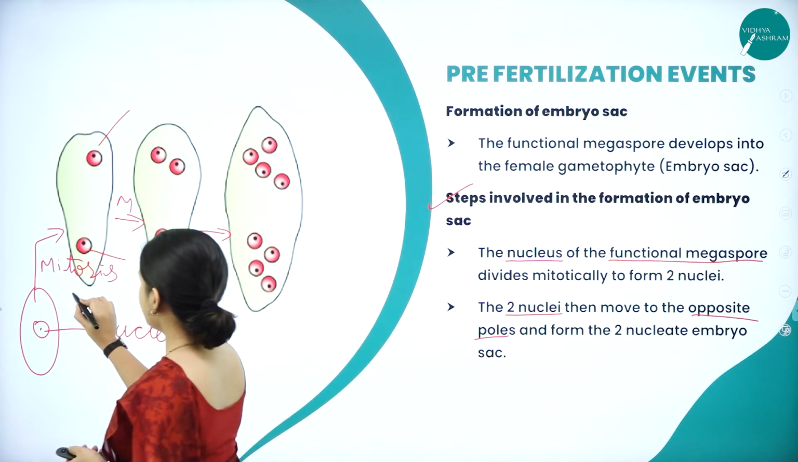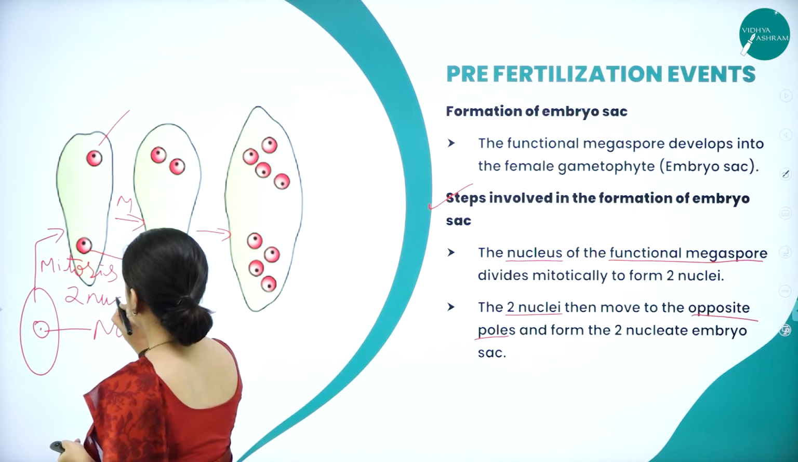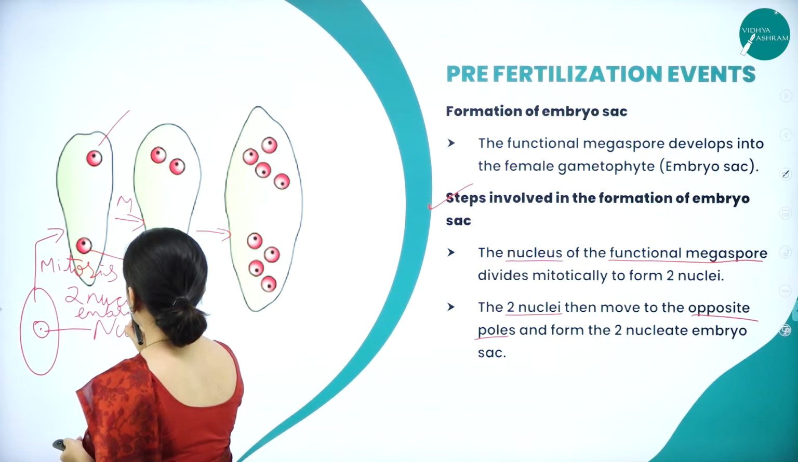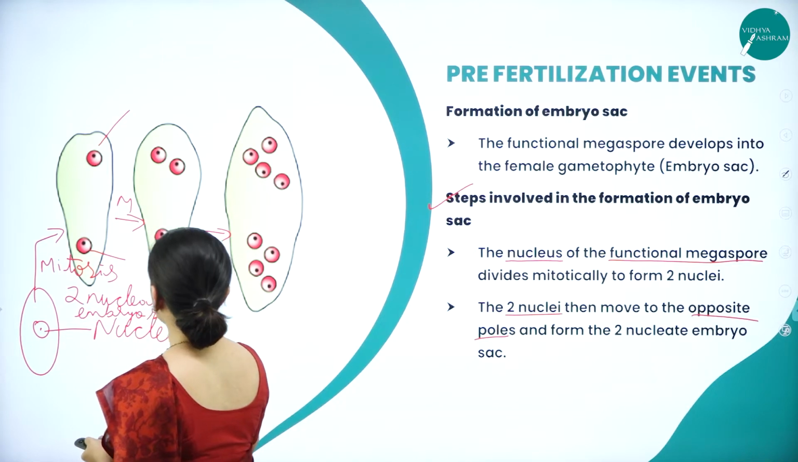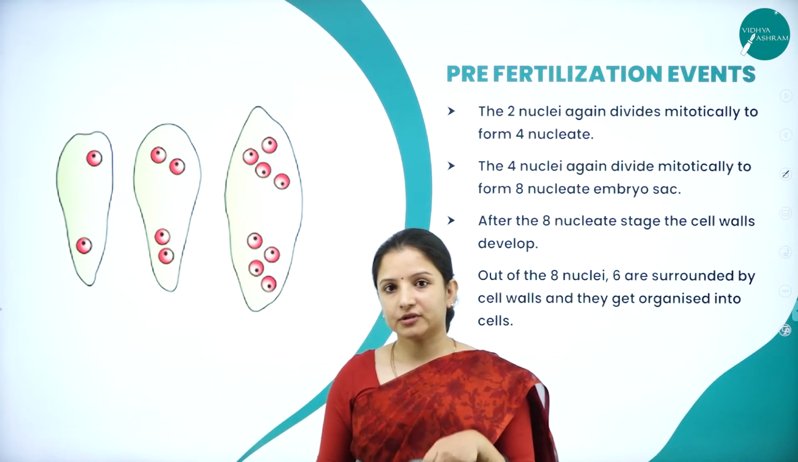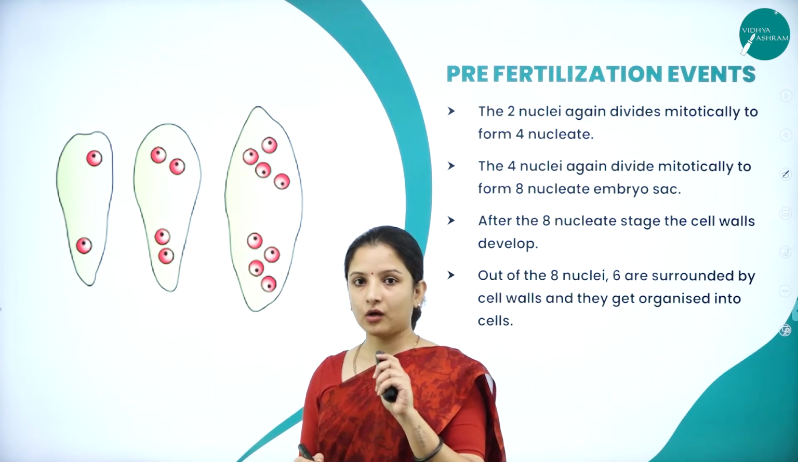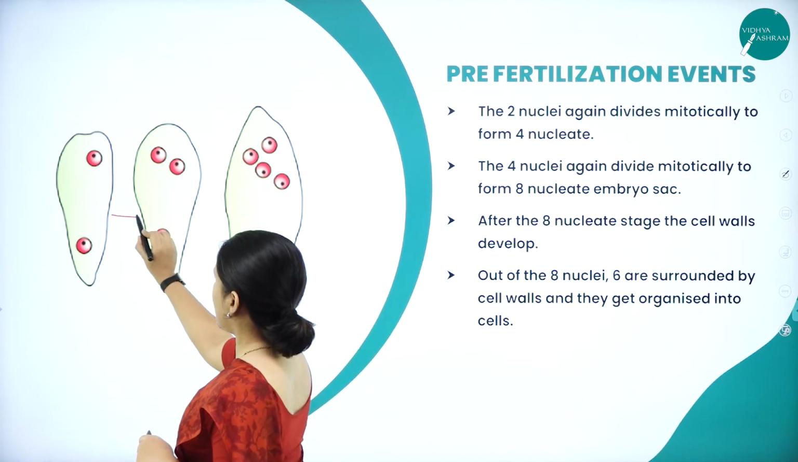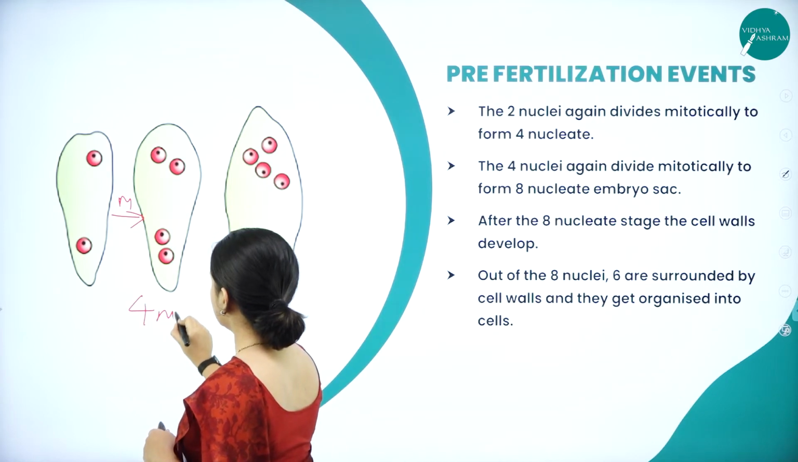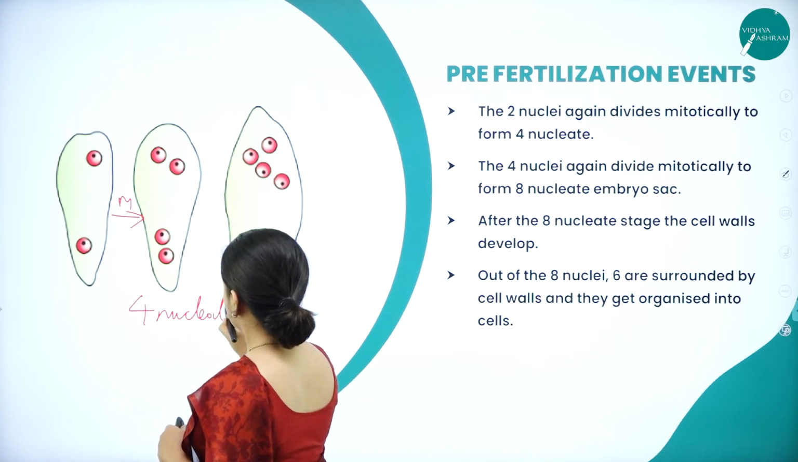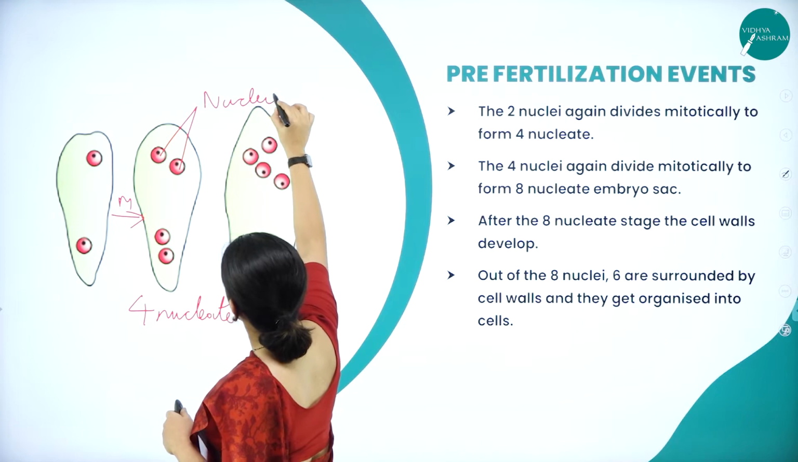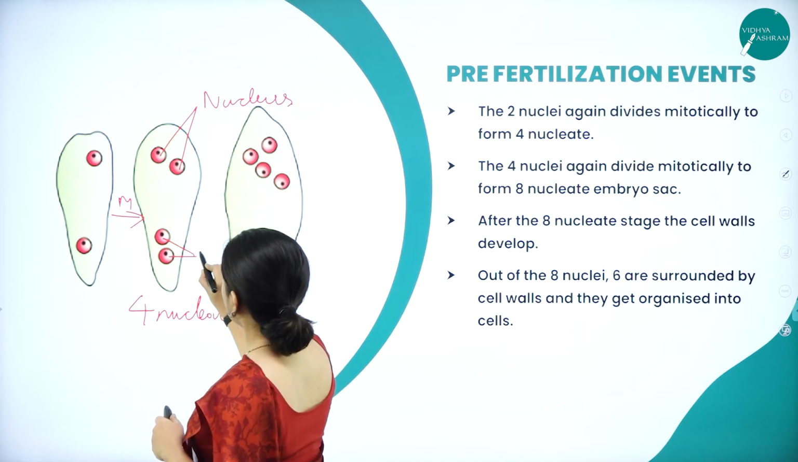So, now this is the 2 nucleate embryo sac. After the formation of the 2 nucleate embryo sac, the 4 nucleate embryo sac is formed. How? Again, the 2 nucleate embryo sac will undergo mitotic division to form the 4 nucleate embryo sac. Now, this is 4 nucleate. So, you have the nucleus here. Here also, you'll have the nucleus.